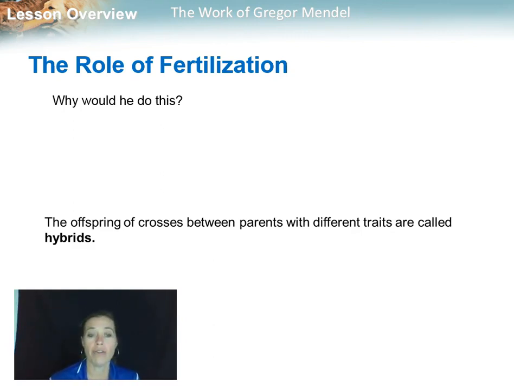So he did a lot of cross-fertilization. And in cross-fertilization, you take one pure breeding plant for a trait, and then you cross it with another pure breeding plant for the same trait, but a different allele. So he would take one true breeding yellow pea, cross it with one true breeding green pea, and then he would take a look at the offspring. The offspring from that cross is called a hybrid because it has two different alleles for the same trait.